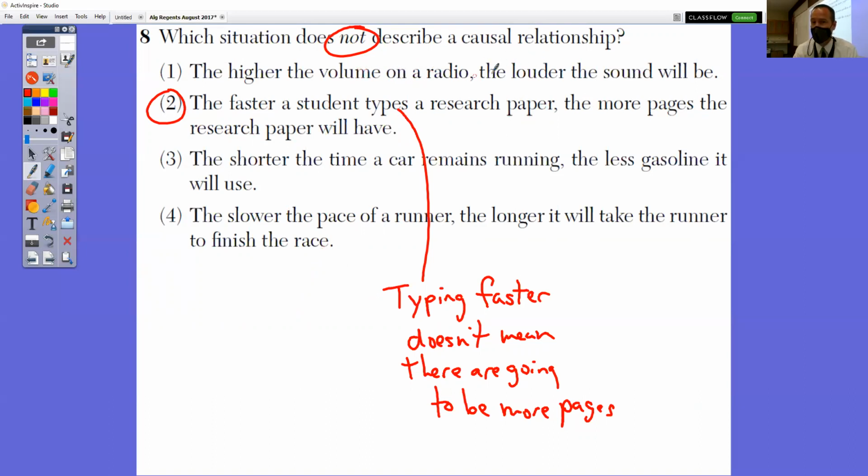The higher the volume on the radio, the louder the sound will be. That makes sense. Turning the dial, making it louder, makes the sound louder. The shorter time a car is running, the less gas it's using. If your car is not running at all, you're not using any gas. Number 4, the slower pace of the runner, the longer it will take to finish the race. That is absolutely true.